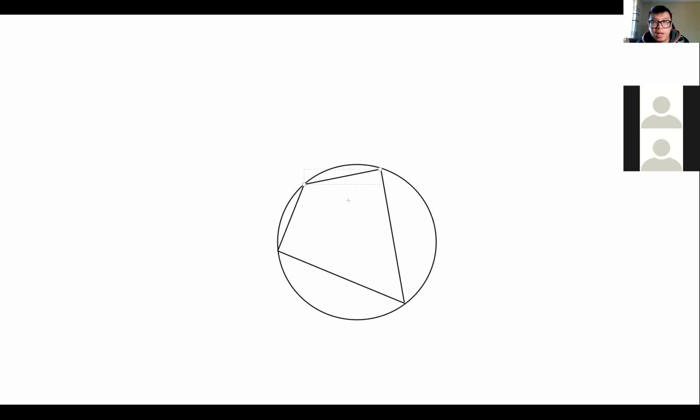Now we need to draw some helping lines again. So what we can do, let's say the center. I'm just gonna eyeball the center of the circle. So let's say it's right there. We're gonna draw 4 lines, from each of the vertices of the quadrilateral to the center point of the circle. Okay, that looks good.